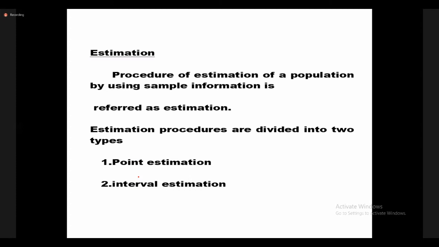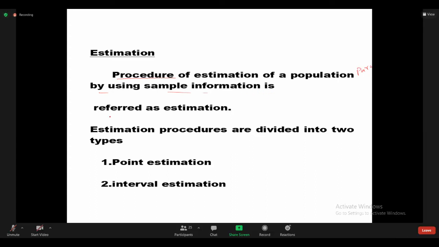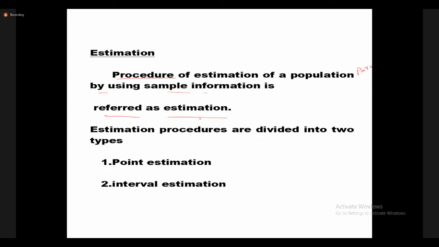Now, what is estimation? See here, the procedure of estimating population parameters by using sample information. By using sample information, we are estimating population parameters. The procedure is called estimation. Estimation of population parameters by using sample information is referred to as estimation. See the definition.